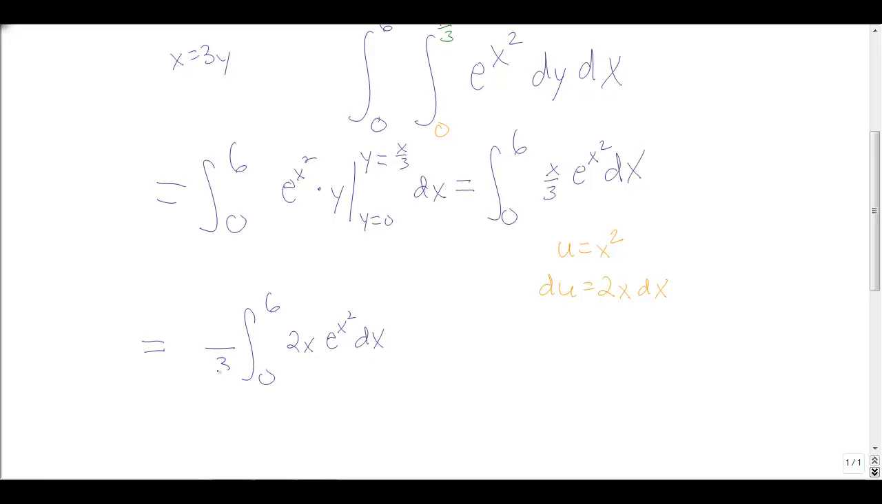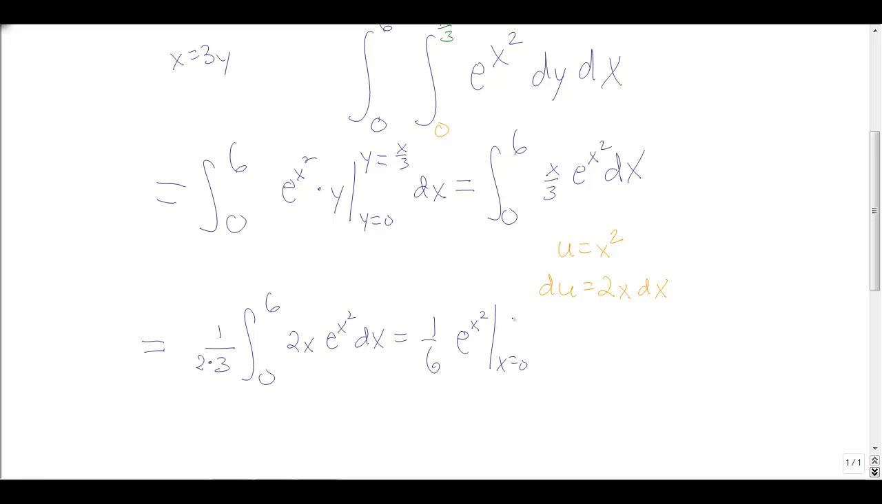I have a 1/3. Also, I added the 2, so I have to pick up another 2. So I'll get a 1/6 out in front. And then the integral of 2x e to the x squared dx is just going to be the integral of e to the u, which is just e to the u. So what I'll get is e to the x squared.